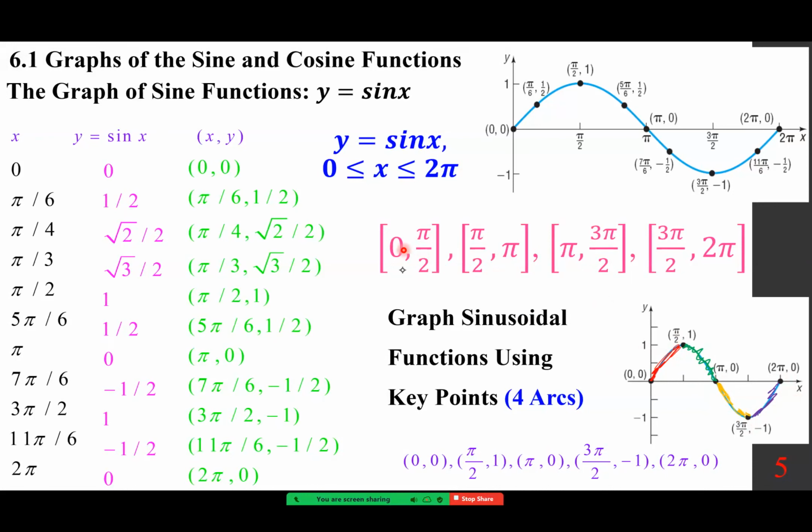And you look at the endpoints. For 0, you get 0, 0. For pi over 2, you get 1. So all the endpoints of those arcs, you plot them. That's practically good enough. Okay, everybody?